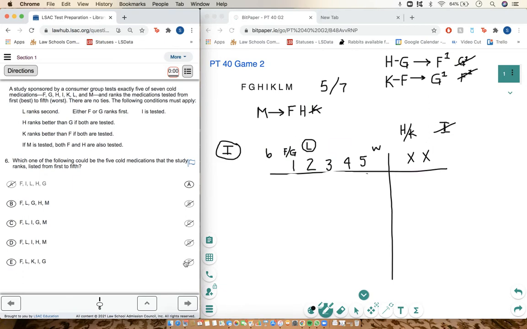We know if we have H and G, H has to go before G. So for that reason, we can cross off B. K has to show up before F, so we can cross out E for that reason. If we have K and F, K has to show up before F. And if we have M, we need to have F and H. Well, in C, we have M, but we don't have H. So we can cross out C. Our answer has to be D.